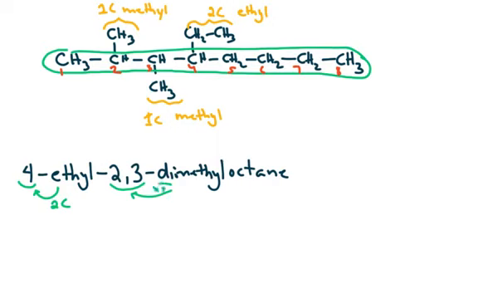Di means times 2, and methyl means 1 carbon side chains. Oct means 8 carbons in your parent, and ane tells you you're going to singly bond those parents. All right, let's try another one.